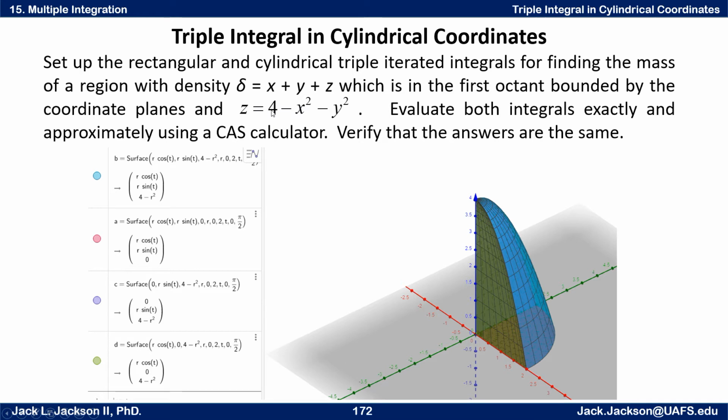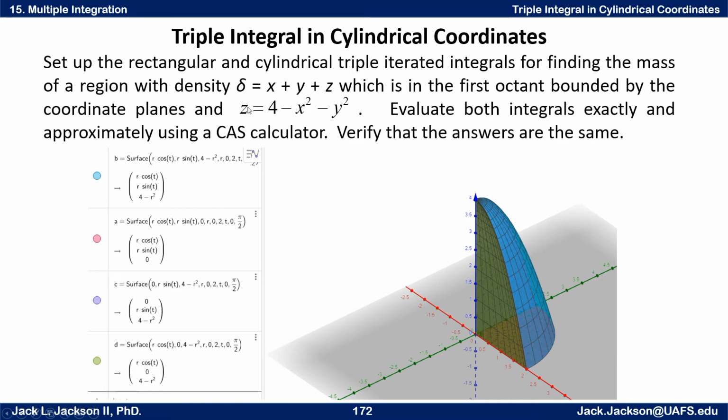So the top z is always 4 minus x squared minus y squared. And so that's going to be the upper limit for my inner integral, which is going to be with respect to z first. Then I must project this down onto the xy plane. We took a look at that a minute ago. And so we get this circular quarter of a circular disc down here. And we see that the y's then run from 0 up to the square root of 4 minus x squared, which is the top of this.